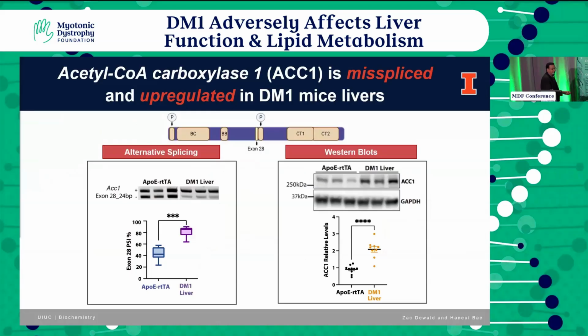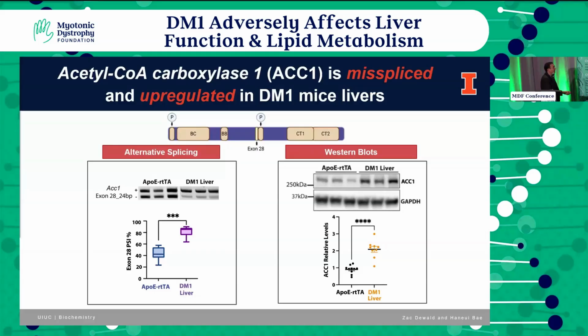What we found was that ACC1 is both misspliced and upregulated in DM1 mice livers. Now, the exon 28 that is highly included in DM1 mice livers is going to add 8 amino acids adjacent to this central phosphorylation cluster and is predicted to interfere with ACC1 phosphorylation by AMPK and protein kinase A.